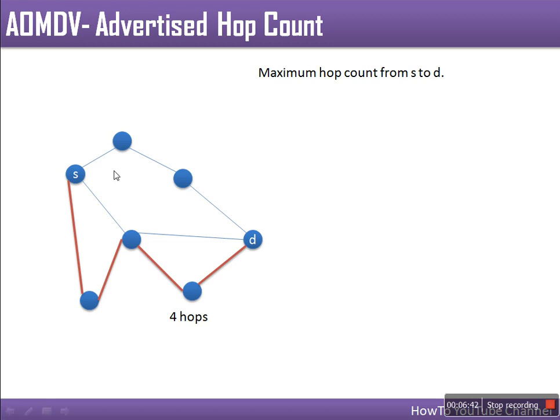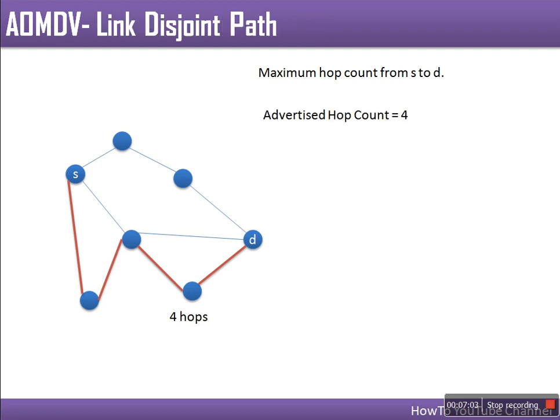Now here we have seen three paths: one with 3 hop count, one with 2 hop count, and the last one with 4 hop count. In case we have multiple paths, there will be multiple hop counts. So which hop count will be shared with neighbors? That will be the maximum hop count, and this is known as the advertised hop count. So in this scenario, the advertised hop count between S and D is 4.